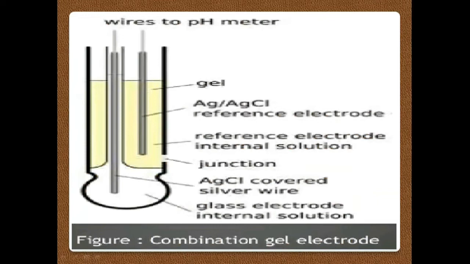This is the combined cell, where both the calomel electrode and the glass electrode are combined. Wires go to the pH meter. Two electrodes are inside. This is a gel, which is a silver chloride reference electrode, and the reference electrode internal solution is here. This is the junction. Then a silver chloride covered silver wire is here. The other electrode is the glass electrode, with internal solution inside.